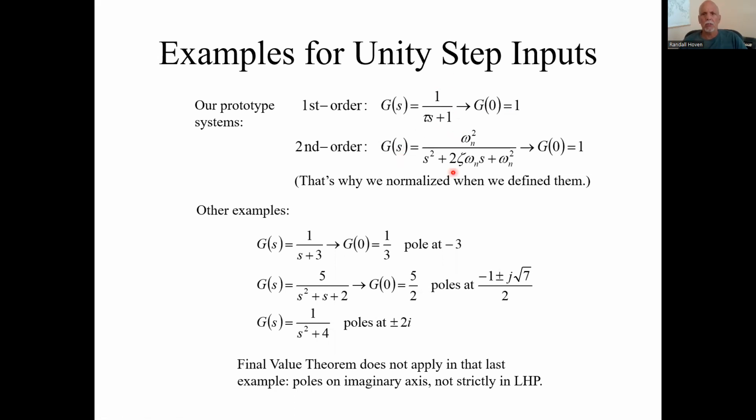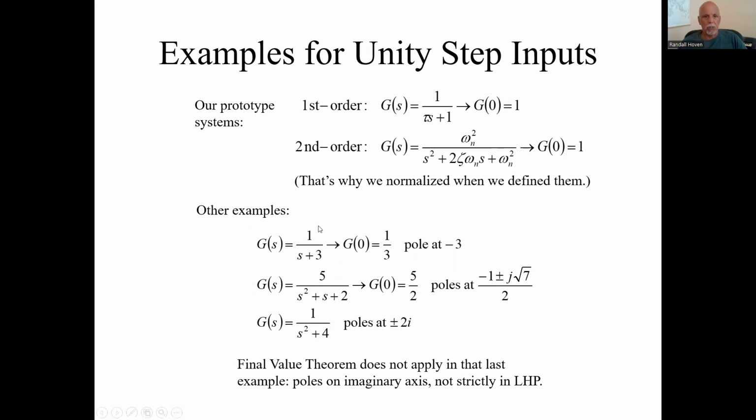Here's the prototype second order system. Give it a unit step input. As time goes to infinity, put in 0 here. Get omega sub n squared over omega sub n squared. That's 1. Again, normalized to 1, and we defined them that way.